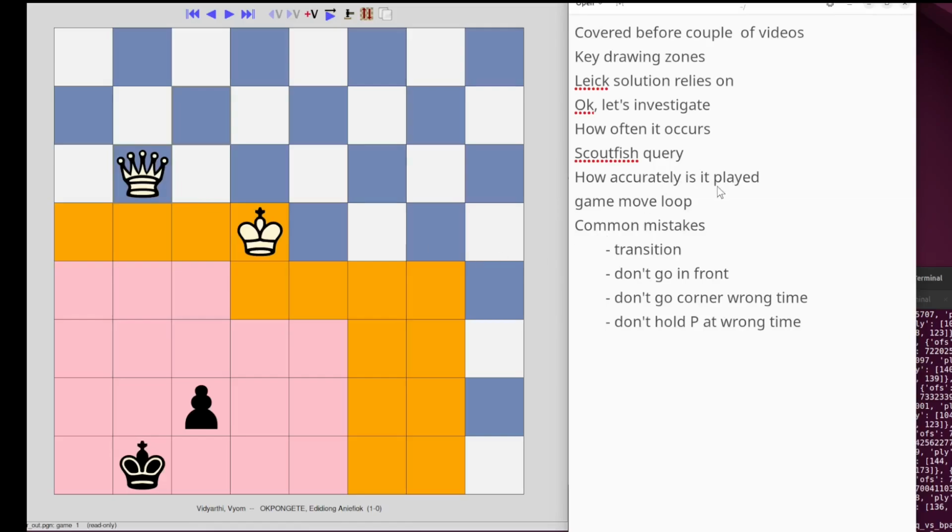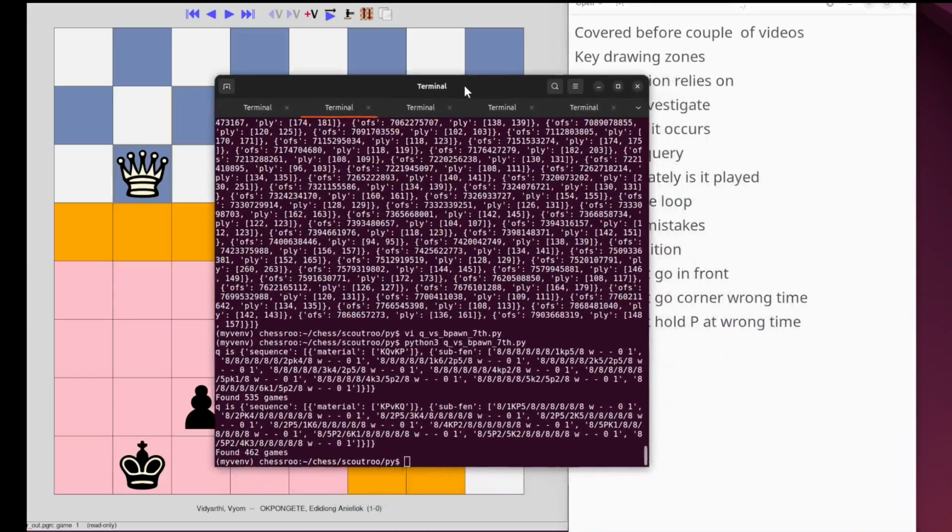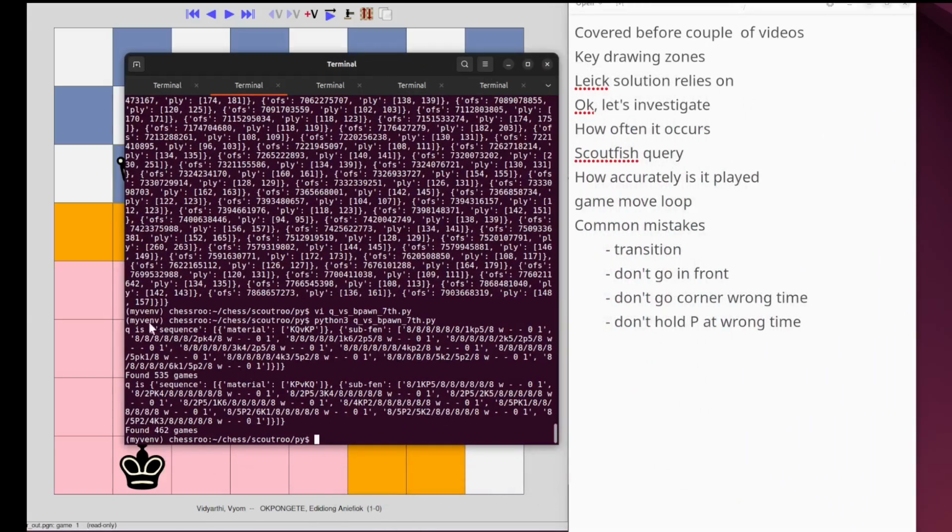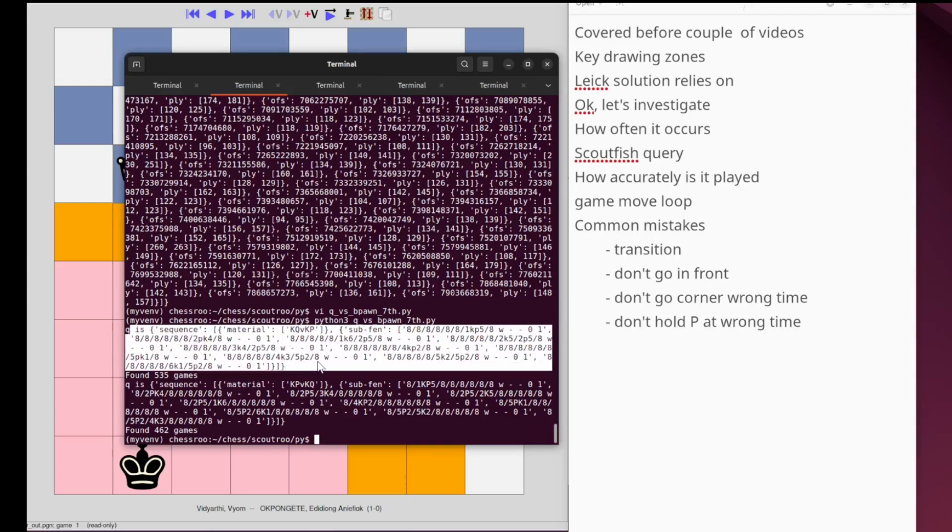Let's have a look at some of these numbers. First of all, we have to use Scoutfish to work out how many games there are. Let me quickly bring this to the fore. I've used Scoutfish many times: you send a query in to the Scoutfish software.